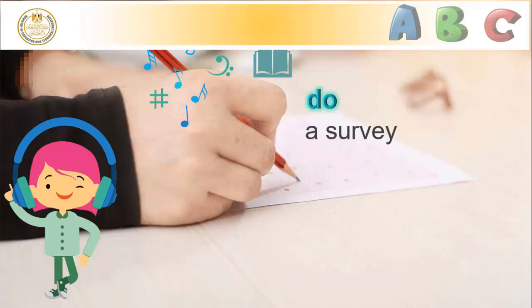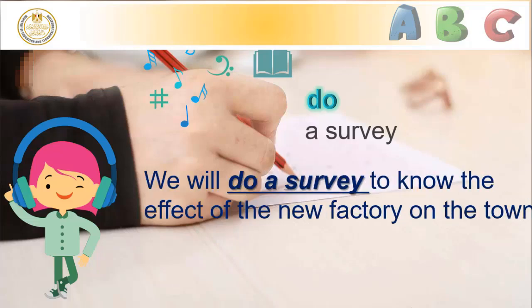Let's check with an example. We will do a survey to know the effect of the new factory on the town. Let's check the meaning. We will do a survey. سنقوم بعمل بحث واستطلاع رأي. To know the effect لمعرفة التأثير of the new factory للمصنع الجديد on the town على البلد.